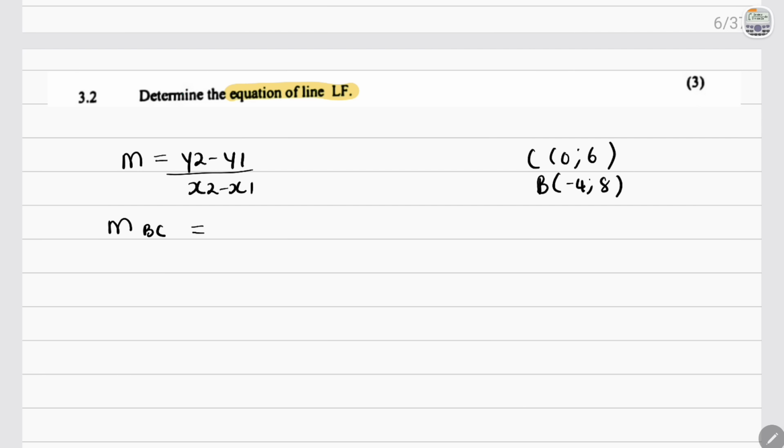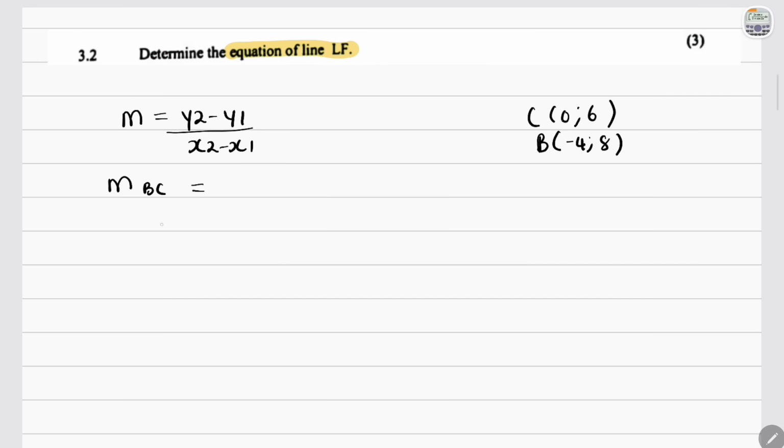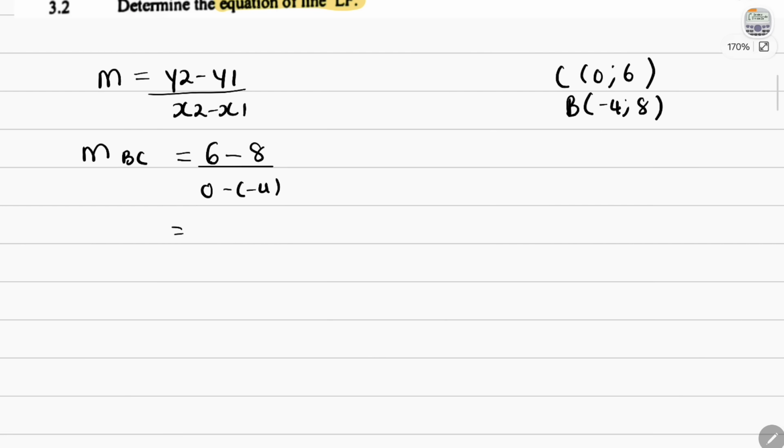It's really the gradient of AS, but I'm just going to call it BC, since those are the points I'm using. So I'll say top minus bottom. So y2 minus y1, that is 6 minus the 8 over 0 minus the negative 4. And so this gives us a negative 2 in the numerator and then a positive 4 in the denominator. And that is negative 1 over 2.